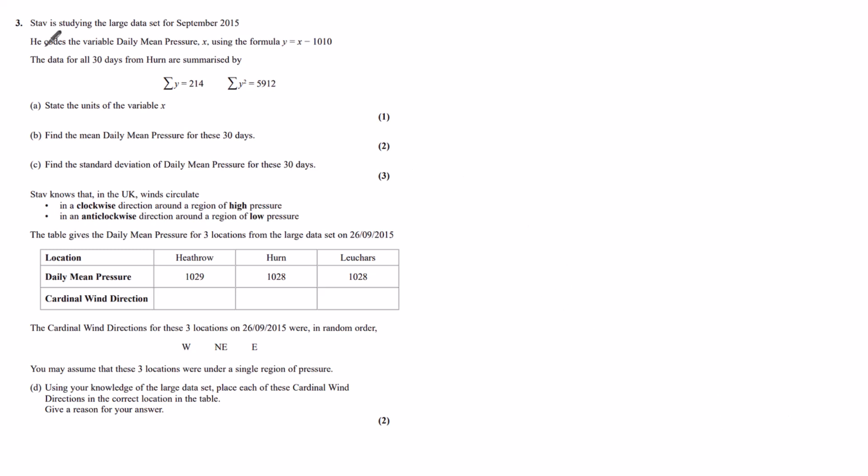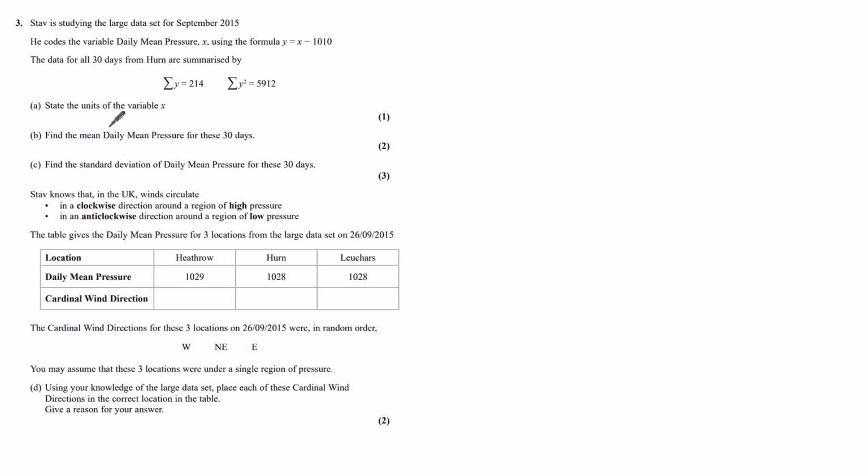Question 3. Stav is studying the large data set for September 2015. He codes the variable daily mean pressure, x, using the formula y is equal to x minus 1010. The data for all 30 days from Hern are summarized by the sum of y is equal to 214 and the sum of y squared is 5912.